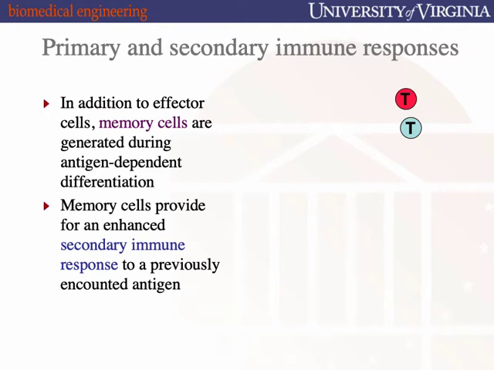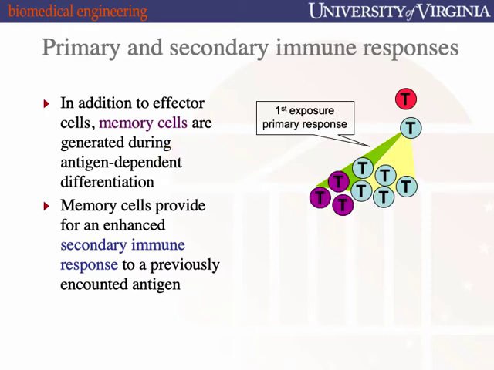So a B cell gets activated and makes an initial response. It differentiates into a plasma cell and produces antibody, but also produces some memory cells, so that if I get a second exposure, I'm more ready for the second event. In addition to the effector cells, memory cells are going to be generated during antigen-dependent differentiation.